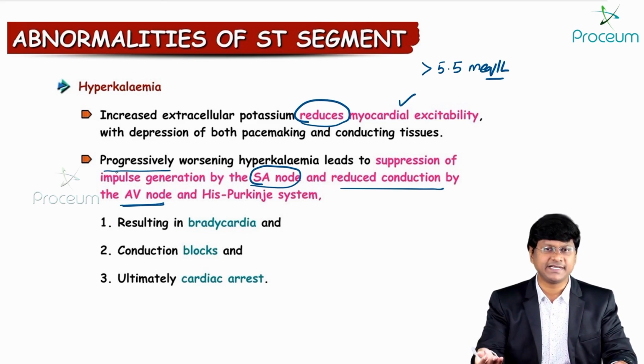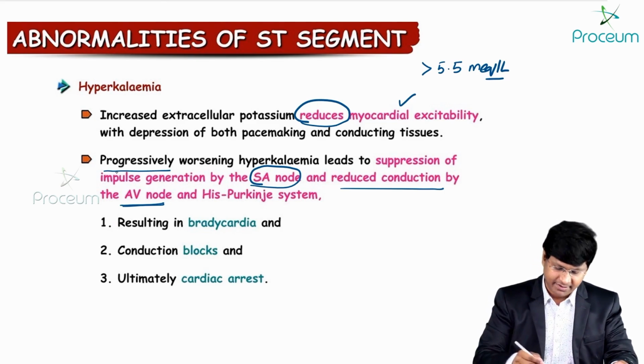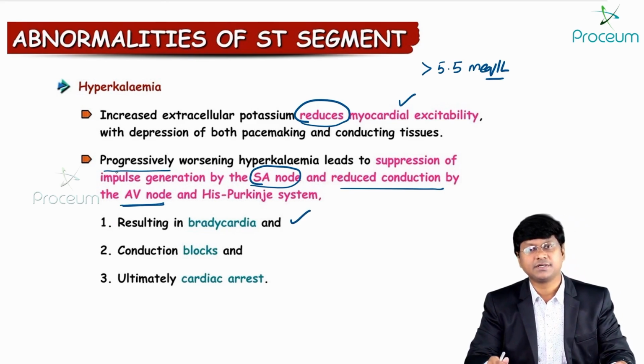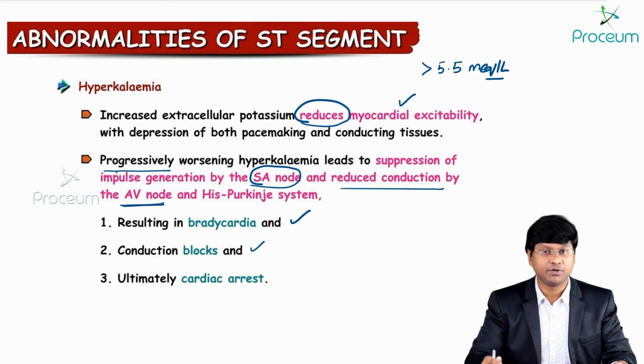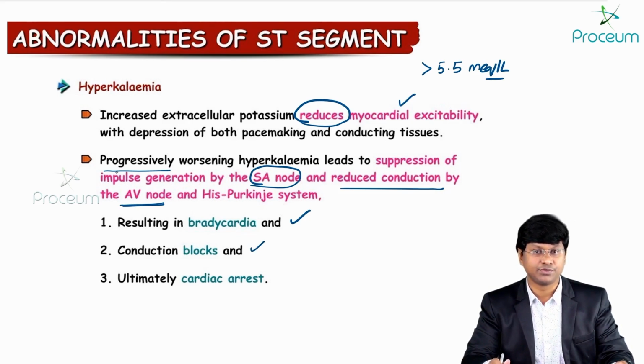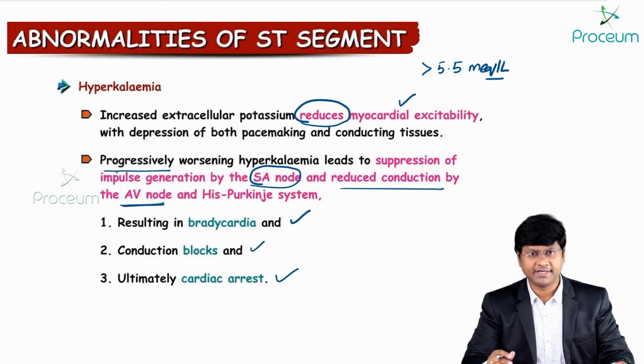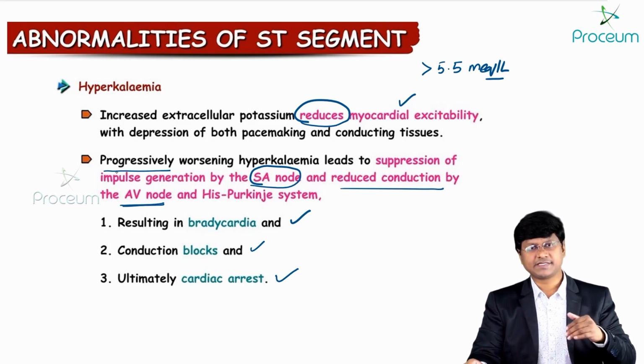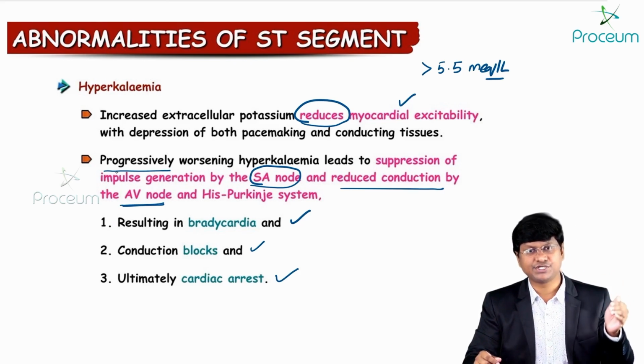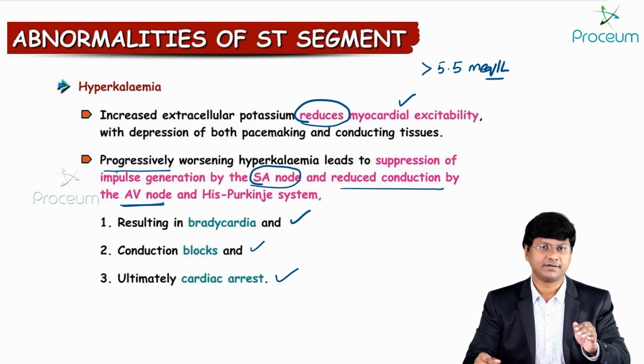Now what will be the resultant effect? The resultant effect can be bradycardia because of reduced depolarization of the SA node. There can be conduction block because of reduced conduction through the AV node, and ultimately the individual will have bradyarrhythmias and finally arrest. Now let me discuss what are all the other ECG changes in hyperkalemia.